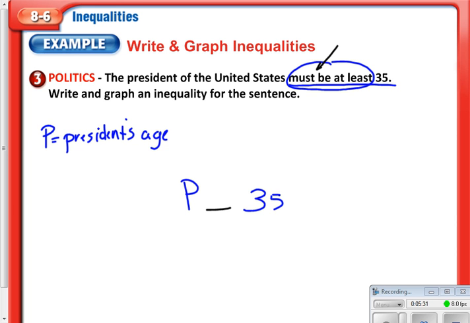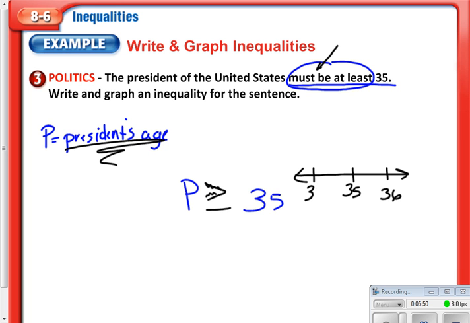So the president's age would have to be greater than, there's that little alligator mouth. It eats the bigger number, like I talked about in 2nd grade. The alligator eats the bigger number. Here's his teeth. He's mean. Here's 35, 36, and 34. Now if we look at that, that is a greater than or equal to sign. It would have a closed circle, and the arrow would go to the right. Those are the values that would make it a true statement.